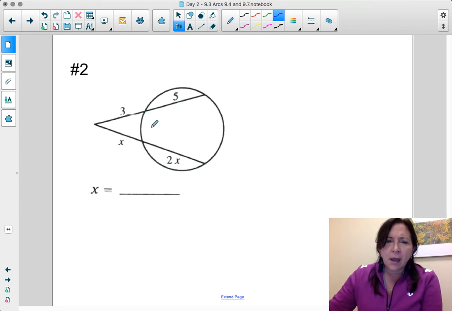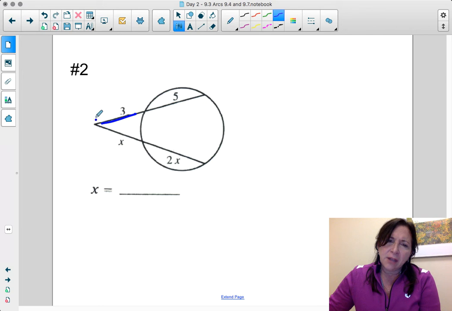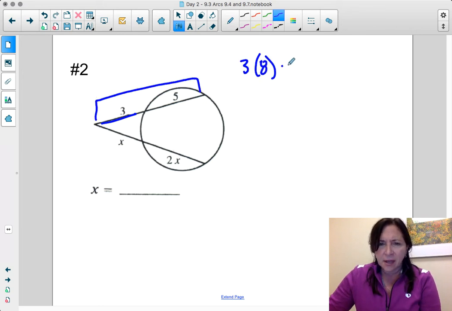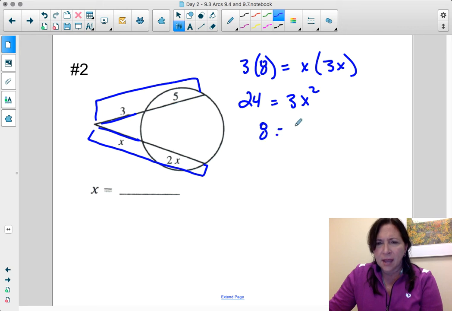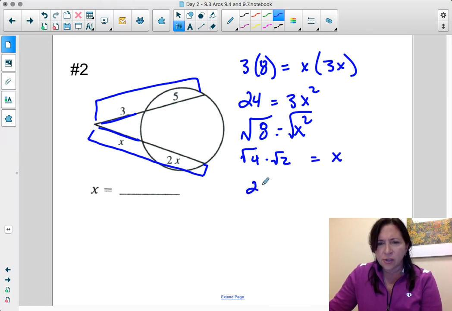Next problem, again, you've got the outside times the sum. So we have 3 times 8 is equal to the outside x times the sum, 2x plus 1x, which makes 3x. So we have 24 is equal to 3x squared. So we're going to divide by 3, I get 8. 8 equals x squared. I'm going to square root both sides. And that's just the square root of 4 times the square root of 2 is equal to x. And so that's 2 root 2.